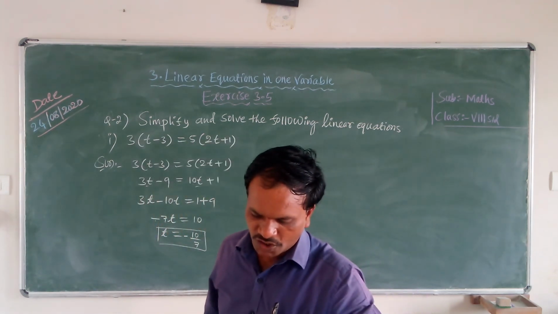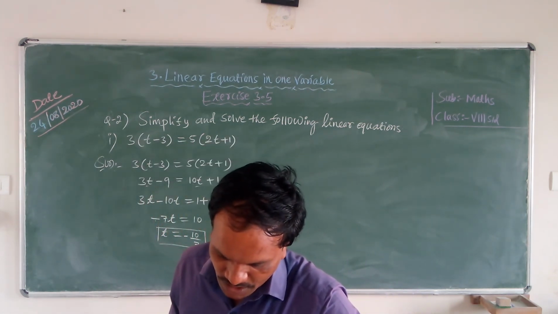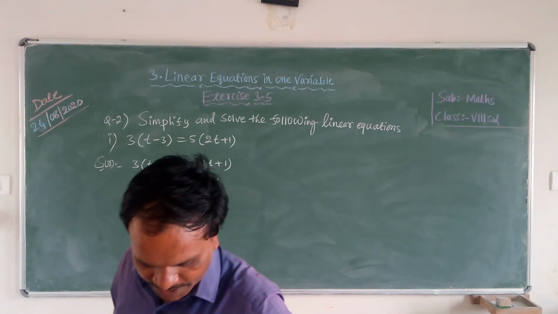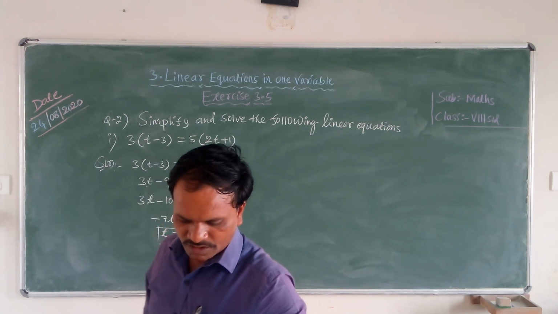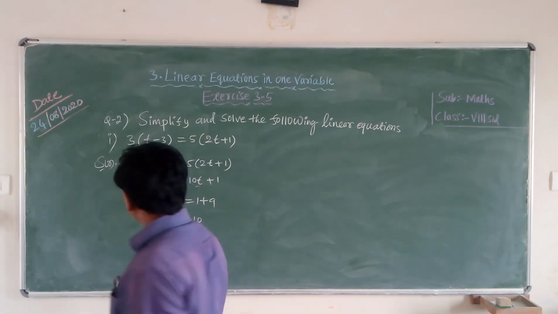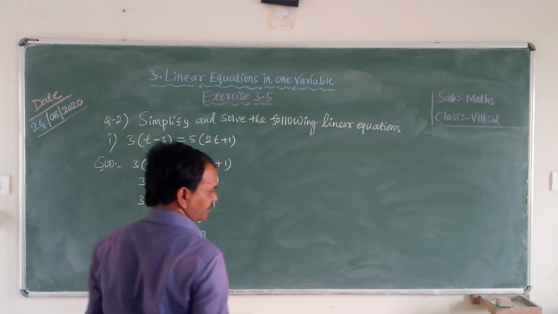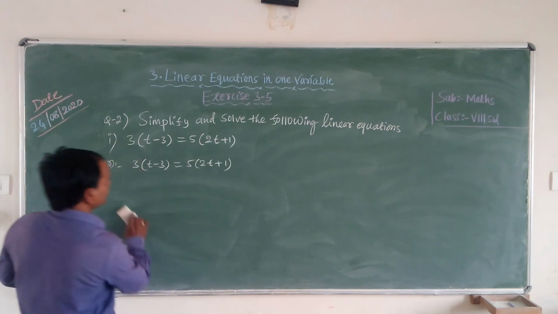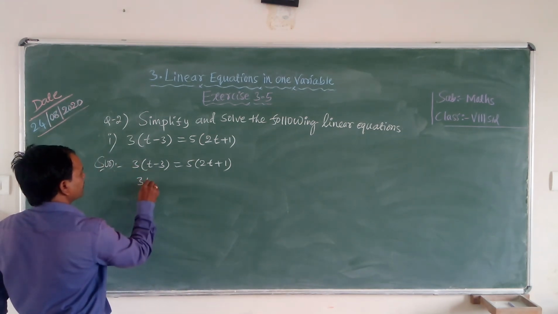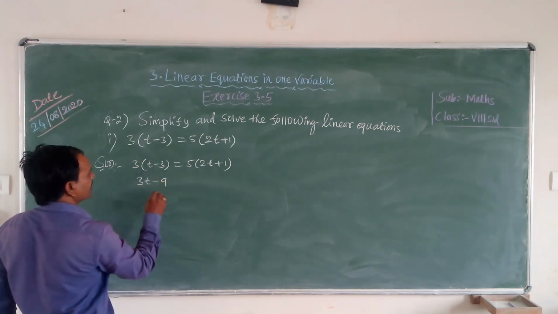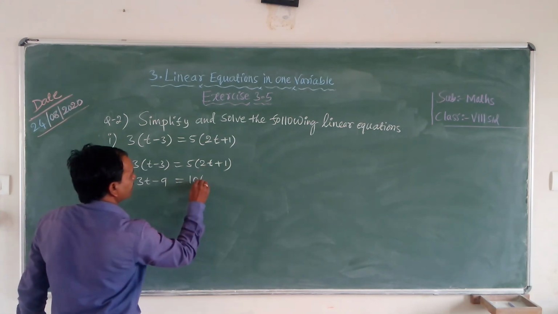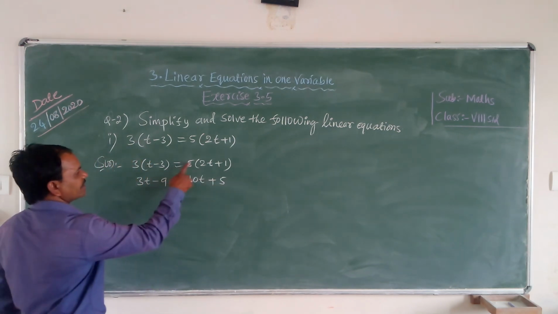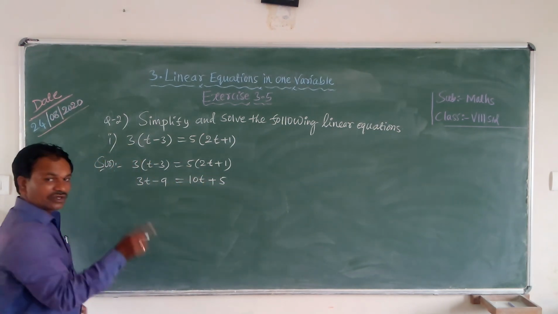So like this you have to do the problem. Now, so here what happens? See, here there is some mistake. See here, 3 into t is 3t, plus into minus 3 is minus 9, is equal to 5 2s are 10t. So plus into plus, 5 1s are 5. Here multiplied, 5 1s are 5. I wrote 1 first.